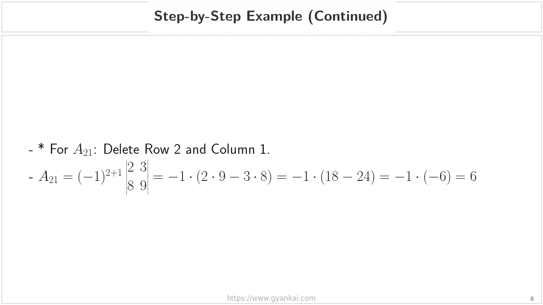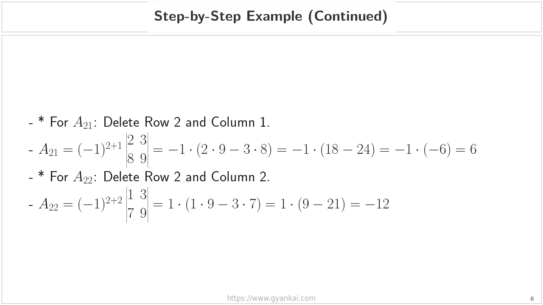Step-by-step example, continued. First, let's find the cofactor A 2 1. To do this, we mentally delete row 2 and column 1 from our original matrix. This leaves us with a 2 by 2 determinant of 2, 3, 8, and 9. Applying our sign rule, -1 raised to the power of 2 plus 1 gives us -1. When we calculate the determinant of that minor, which is 2 times 9 minus 3 times 8, we get 18 minus 24, resulting in -6. Finally, multiplying -1 by -6, we get our first cofactor, which is 6.